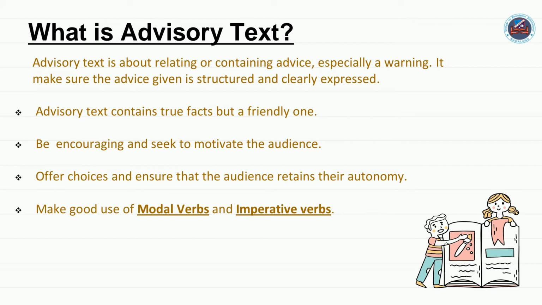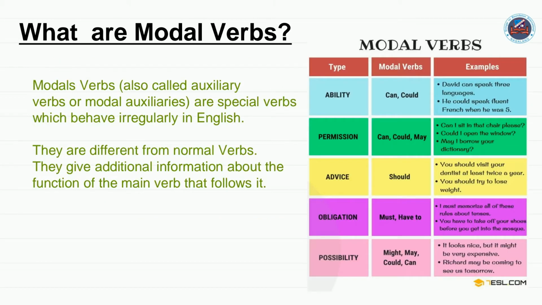It also offers choices. While writing an advisory text, remember to make good use of modal verbs and imperative verbs. Modal verbs are special verbs and can be followed directly by the main verbs. Modal verbs are also called auxiliary verbs. They give additional information about the functions of the main verb. Some examples of modal verbs are can, could, may, should, must, have to, might, etc.